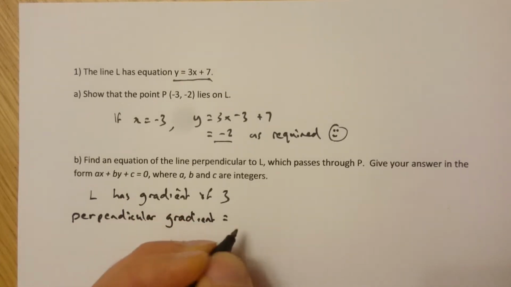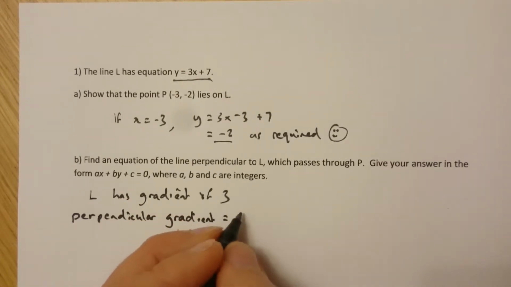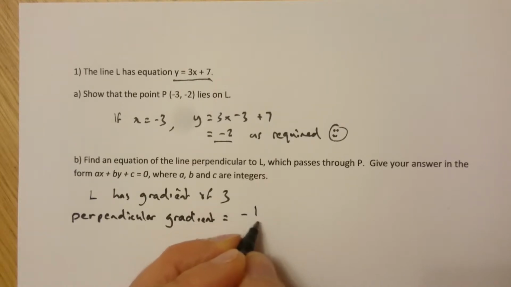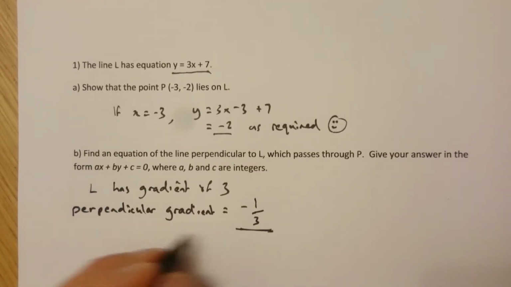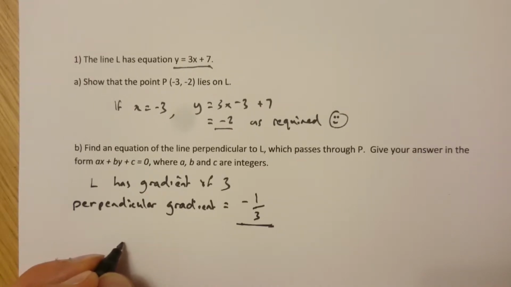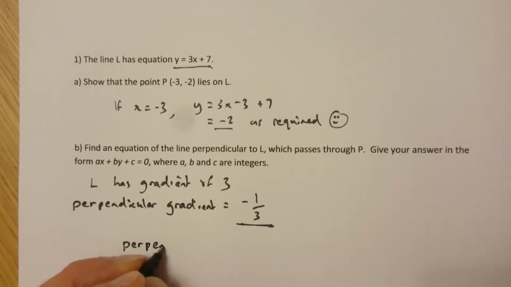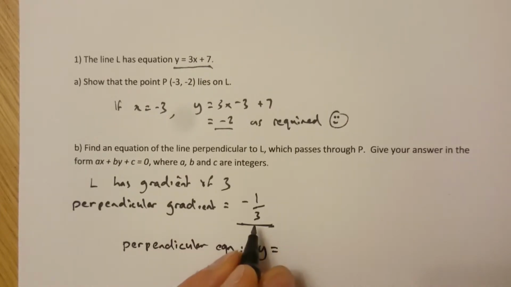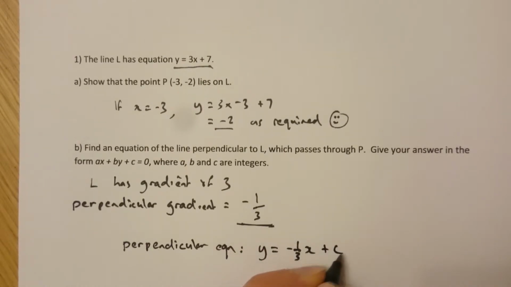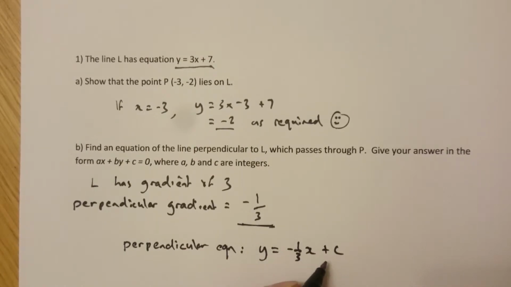So we can say L has a gradient of 3, because that means the perpendicular gradient will be the negative reciprocal. You've got to do -1 divided by 3 in this case, and that is the gradient of the line we're after. So I've underlined it, and that means the perpendicular equation, if we're thinking y equals mx plus c, will look something like y equals -1/3 x plus c. So we know the gradient, we now need to find the intercept.